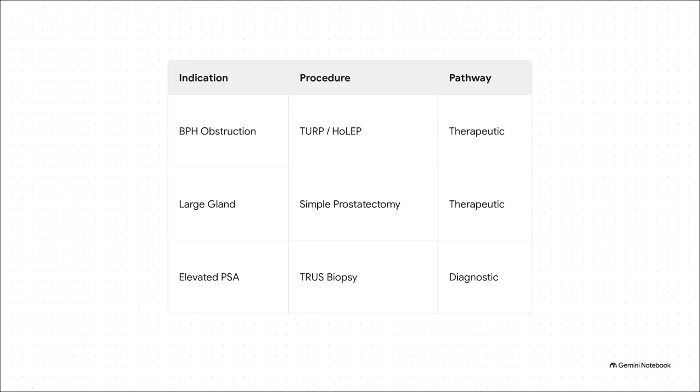Pathway 2. What if you have a massive benign obstructing gland that's just way too big for a scope? That routes you over to an open or robotic simple prostatectomy. And then pathway 3, say the patient has an elevated PSA, suspicious lesions, or confirmed prostate cancer. That strictly routes you to a TRUS-guided biopsy or a radical prostatectomy.